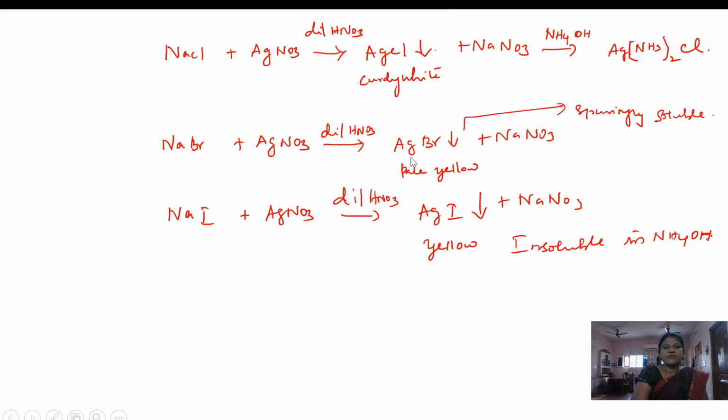And this is the formation of silver bromide, which is a pale yellow color precipitate, but is sparingly soluble in ammonium hydroxide solution. And silver iodide forms a yellow color precipitate, which is insoluble in ammonium hydroxide. These are the reactions of this test due to the presence of halogens.